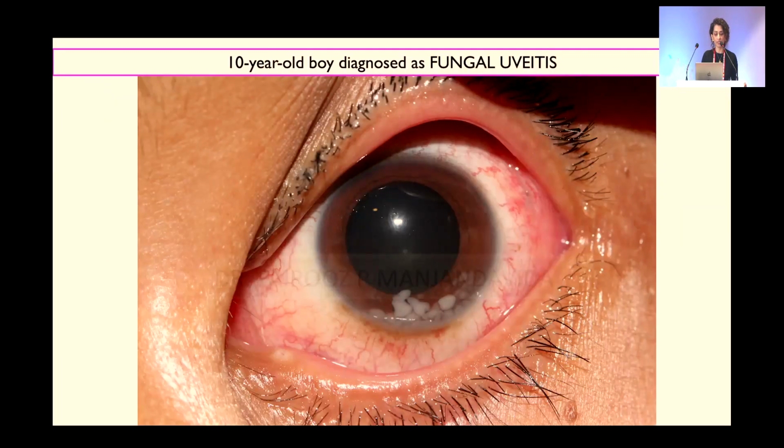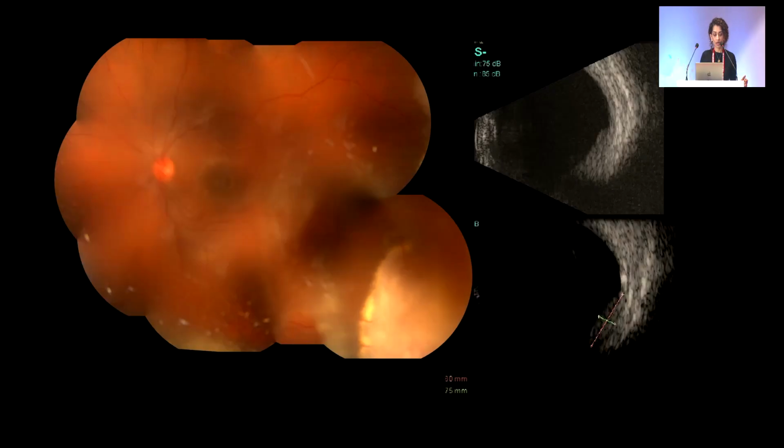A 10-year-old boy diagnosed as fungal uveitis, and the child has undergone, as you can see here, there are sutures over here. The child has undergone vitrectomy in order to diagnose fungal endophthalmitis and fungal uveitis with these lesions. So whenever you see these small white lesions in a pediatric patient, there are a few things that you have to keep in mind. One, of course, retinoblastoma, medulloepithelioma, even lymphoma and leukemia, before you rule out any inflammatory or infective component.